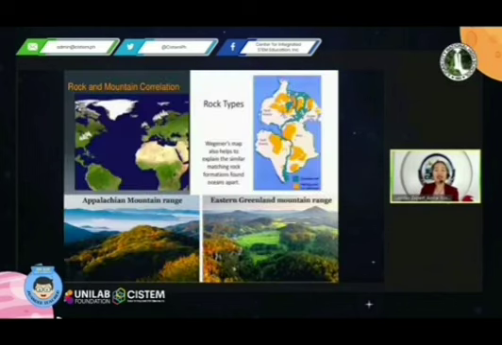So another evidence that Alfred Wegener presented was the evidence taken from rocks. As you can see in the picture, you have the rock and mountain correlation. As you can see in the first continent there, you have mountains. And in this one, another mountains. So these mountains share similar characteristics.